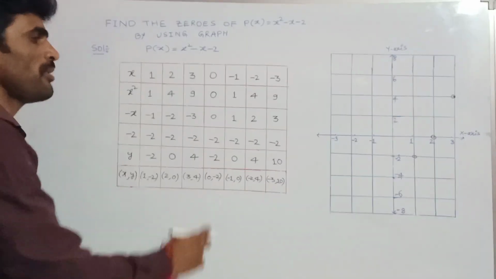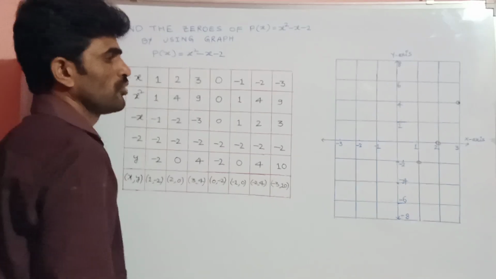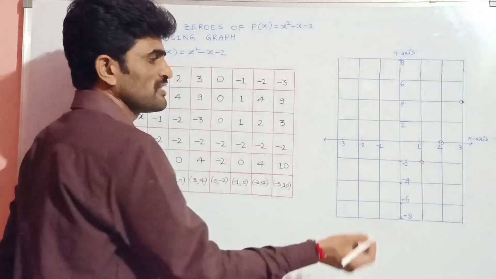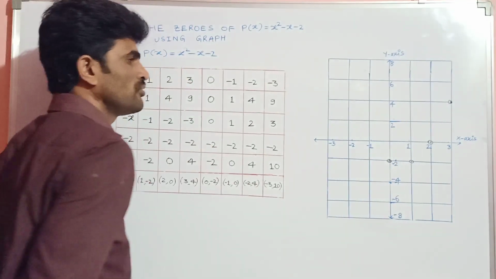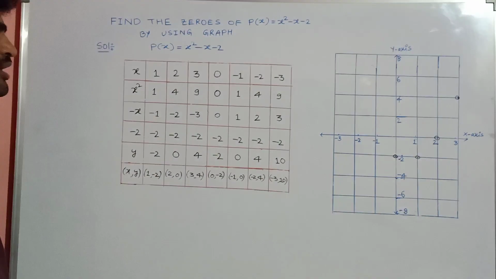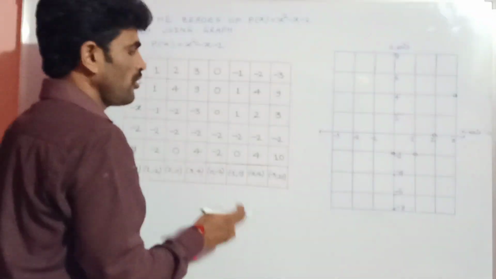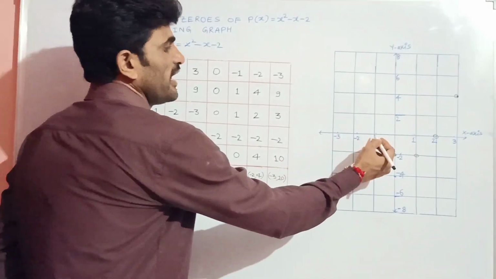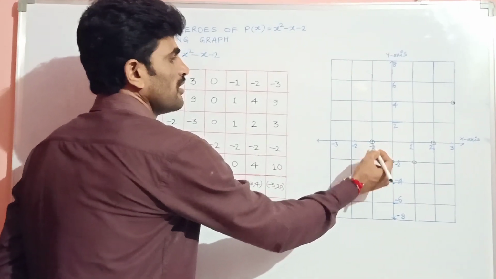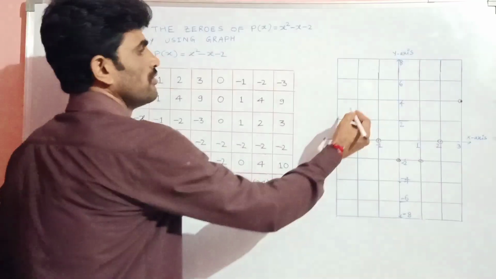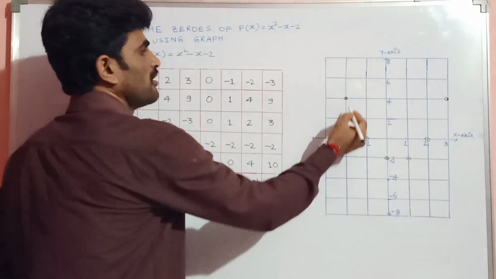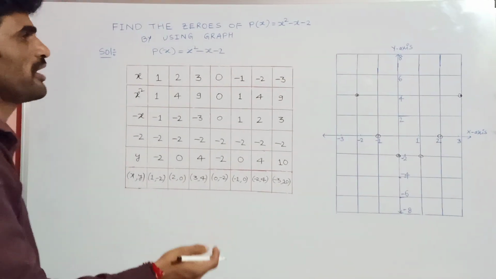Next 0 comma minus 2. X is 0. Whenever x is 0, the point lies on the y-axis. So this is 0 comma minus 2. Next minus 1 comma 0. Since the y value is 0, it lies on the x-axis. This is minus 1 comma 0. Next minus 2 comma 4. Here it lies. Next minus 3 comma 10.